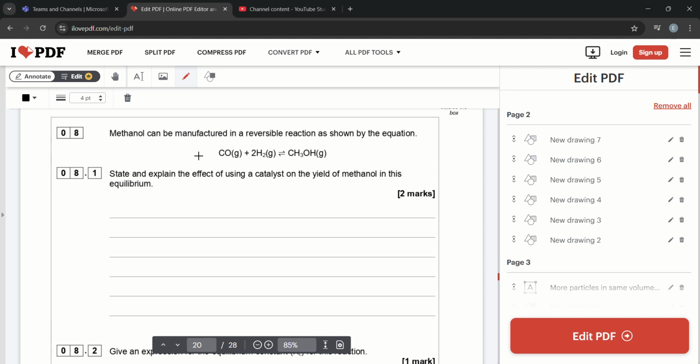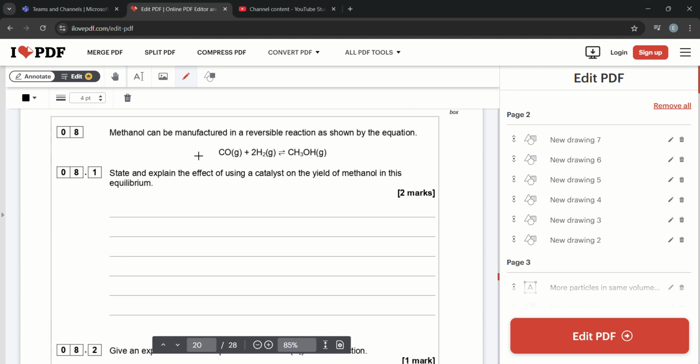Question 8. Methanol can be manufactured in the reverse reaction shown by the equation. State and explain the effect of using a catalyst on the yield of methanol in this equilibrium. Now obviously, you should know that catalysts have no effect on yield. However, this one's a bit weird because normally they just ask to state the effect of using a catalyst: no effect. But in this case it says state and explain why. So one mark for no effect on yield, another mark for why.